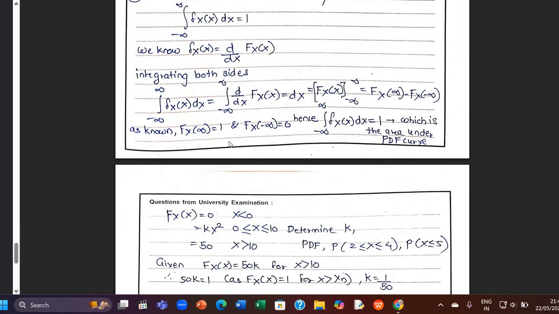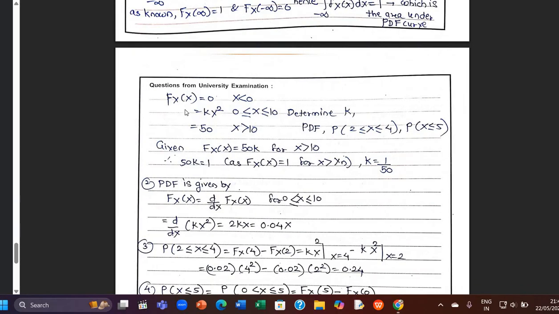Then if we integrate and find out, under the conditions, F_X at infinity is always 1 and F_X at minus infinity is 0. So the integral of f_X(x) dx is 1, which is the area under the PDF curve.